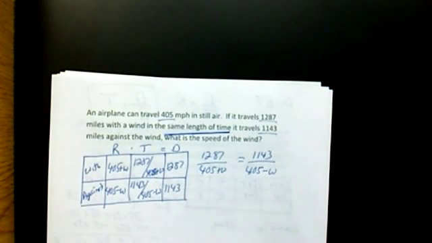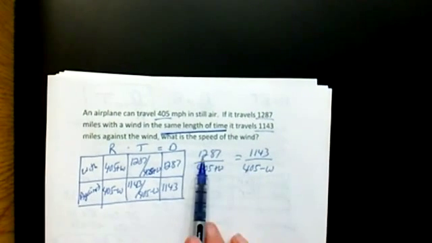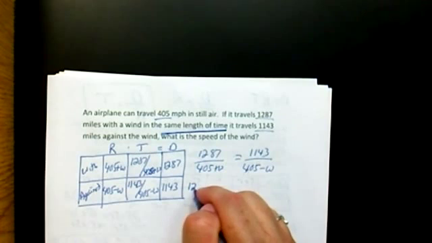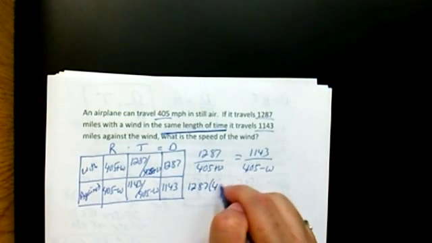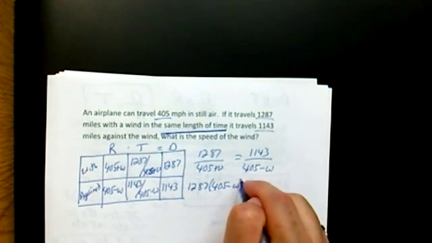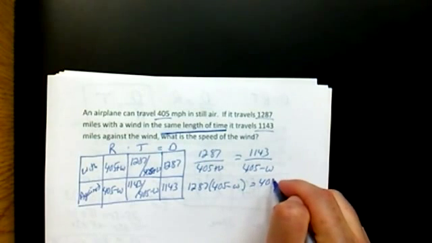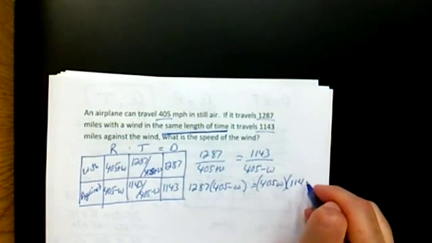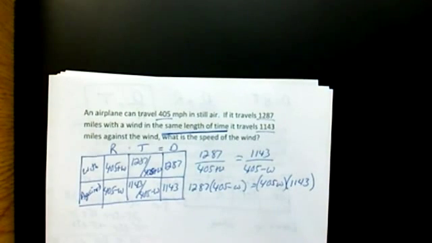Yes. The question was, can you cross multiply with this one? And yes, you can, because this can get multiplied by that and that can get multiplied by that, because there's nothing in common between the denominators. So you can just cross multiply. So 1287 times 405 minus W is equal to 405W times 1143. And you can solve it from there.